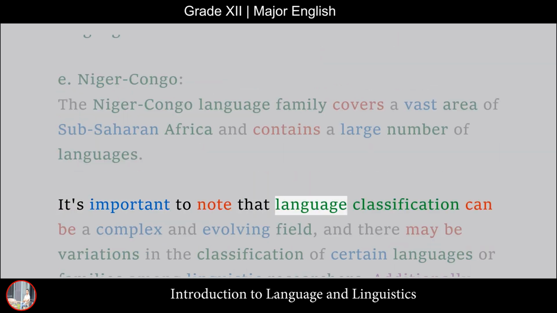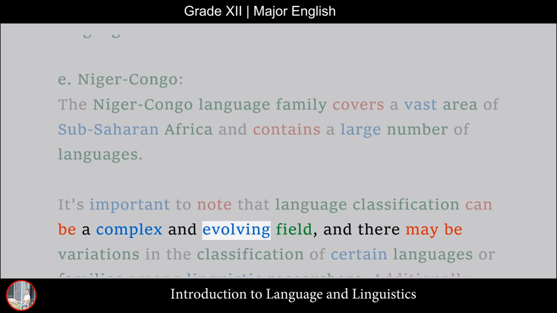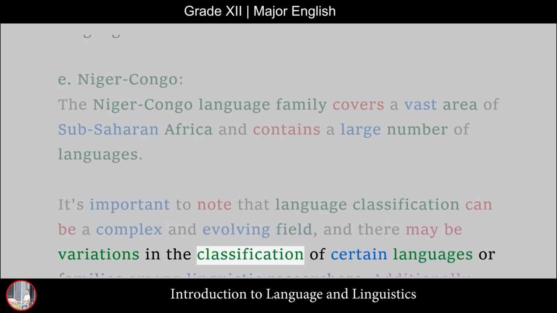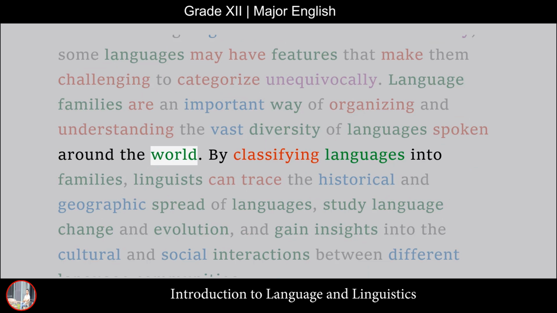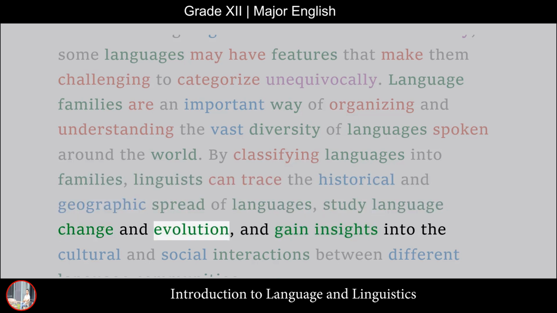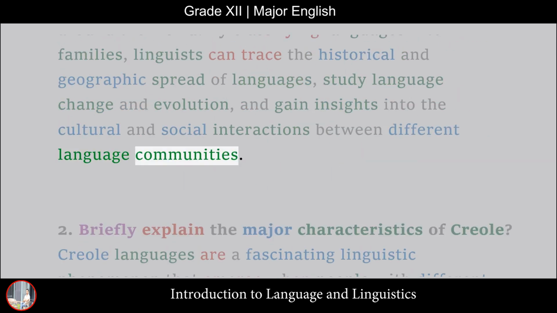It's important to note that language classification can be a complex and evolving field, and there may be variations in the classification of certain languages or families among linguistic researchers. Additionally, some languages may have features that make them challenging to categorize unequivocally. Language families are an important way of organizing and understanding the vast diversity of languages spoken around the world. By classifying languages into families, linguists can trace the historical and geographic spread of languages, study language change and evolution, and gain insights into the cultural and social interactions between different language communities.